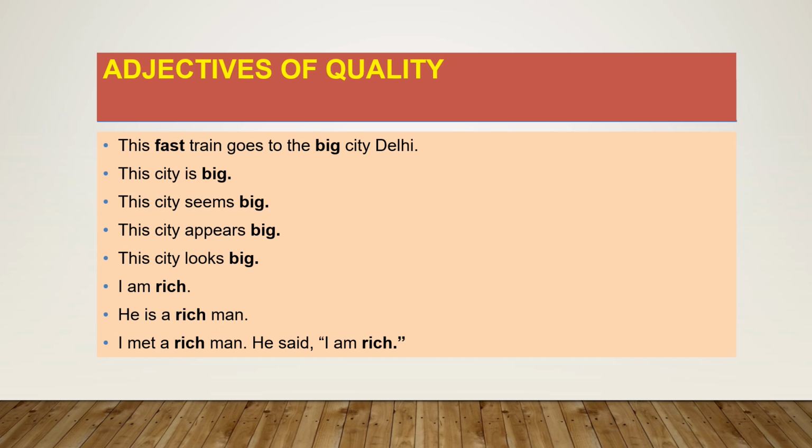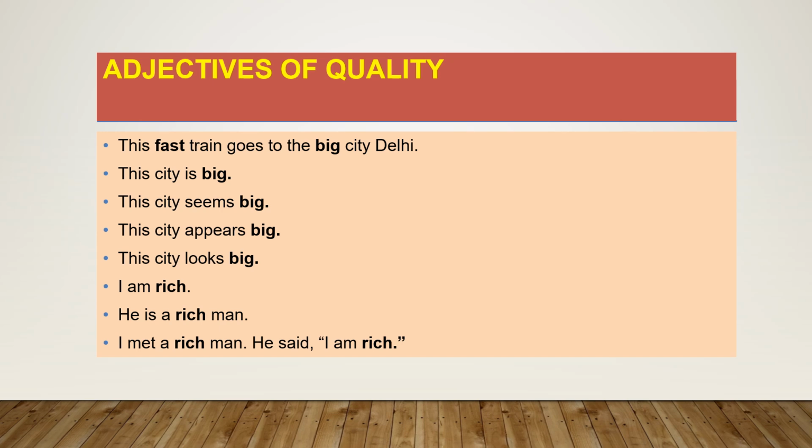You can also use other verbs instead of is. Although the majority of verbs in English do not have the complement function, some verbs have it. I've given you a few examples of this. Here you have, this city seems big. The verb to seem also can take a complement. So you say the city seems big. This city appears big, or this city looks big. Appear, look, seem can all take the complement form of the adjective.